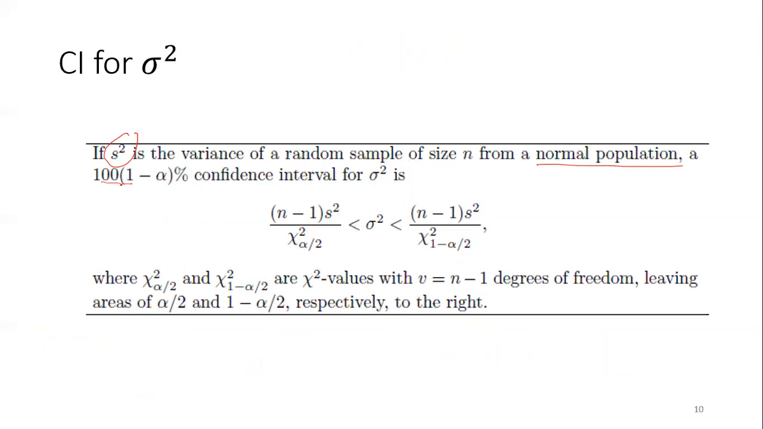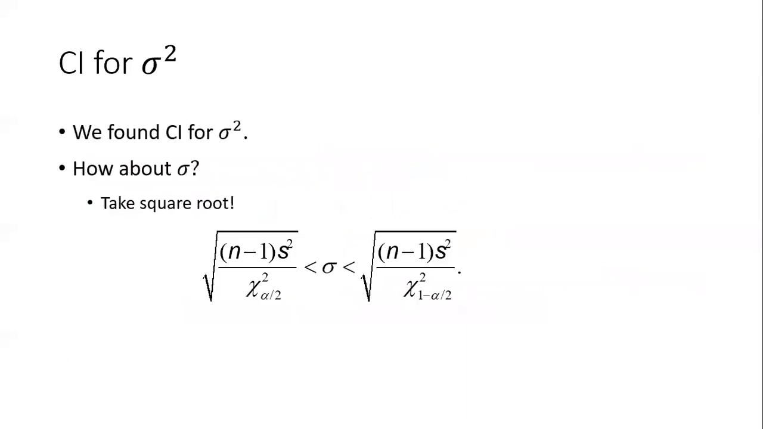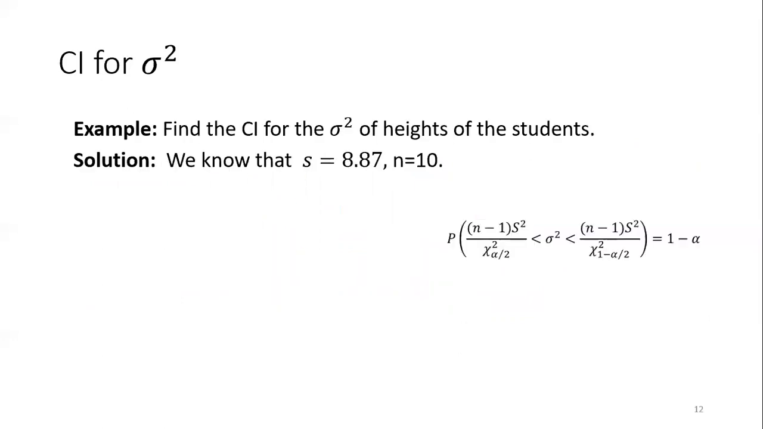So it is the 100 times 1 minus alpha percent confidence interval. So if alpha is again 0.05, sorry, so this is a what? This is a 95% confidence interval. So it turns out that this is your confidence interval. So this was a confidence interval for sigma square. How about the confidence interval for sigma? You simply just take the square root of that one, okay?